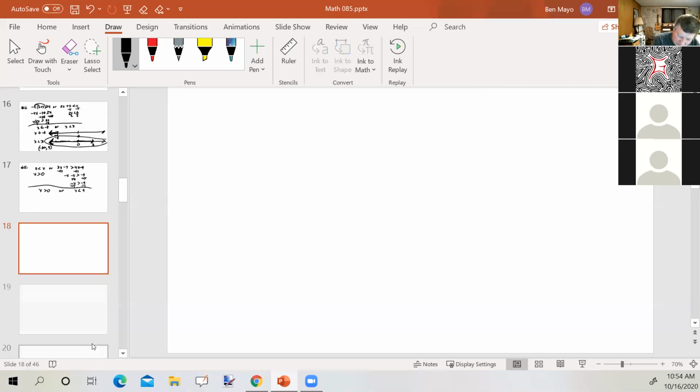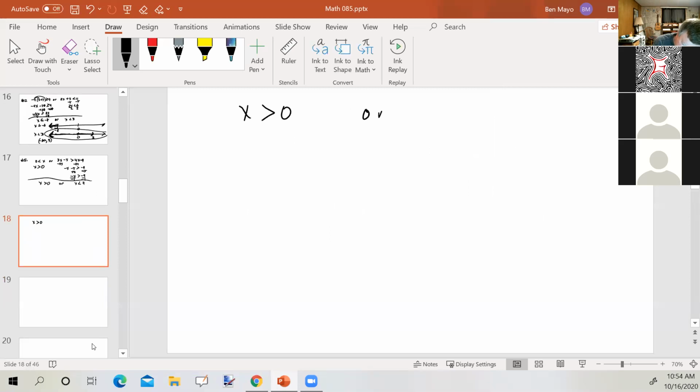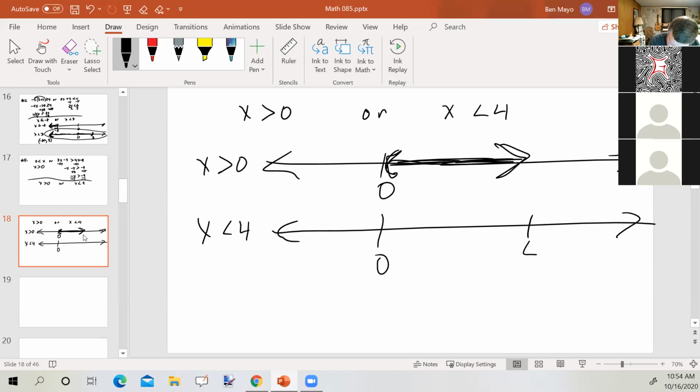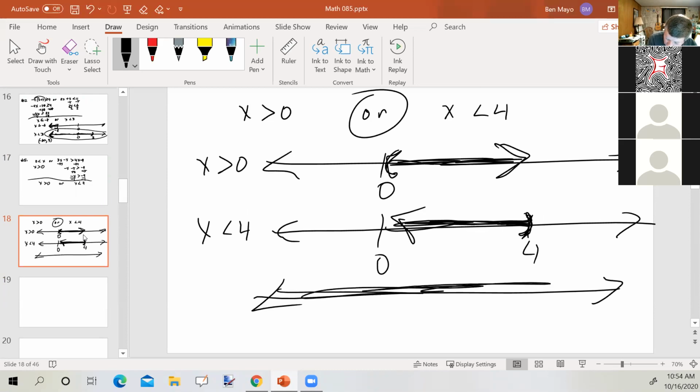Now I'm going to recopy those. x greater than 0 or x less than 4. So if x is greater than 0, it would look like that, parenthesis at 0, arrow going to the right. x less than 4, it would look like this, parenthesis at 4, arrow going to the left. But or means union. Well, if you take all of it, you've got the entire set of real numbers. So it'd be a solid line and -infinity to +infinity.